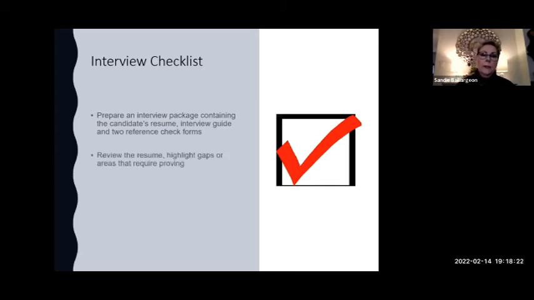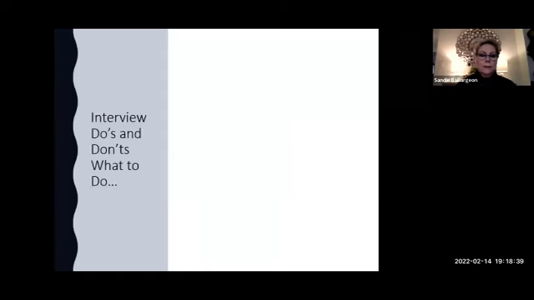Make sure that you review the resume and highlight any gaps or areas that you need to ask questions about. I just generally highlight them, or I write on the resume, you know, why did you leave this job? Then prepare your questions. So get everything ready in the first place, and then schedule the interview.